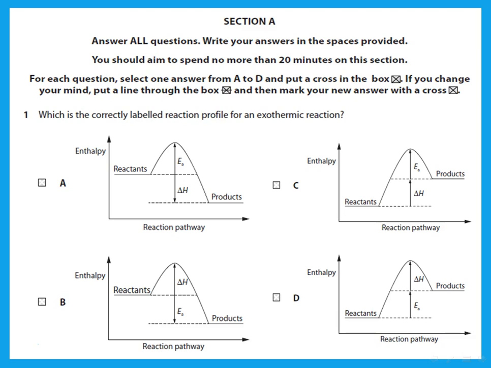Okay, what is the difference between A and B? The labeling of the delta H and the energy of activation. Which one is delta H and which one is the energy of activation? You should remember that from reactants to the top is energy of activation. From reactants to products, it's delta H. So B is wrong.